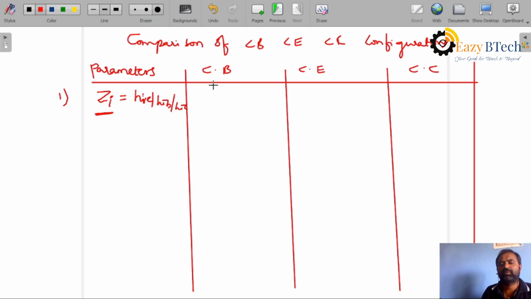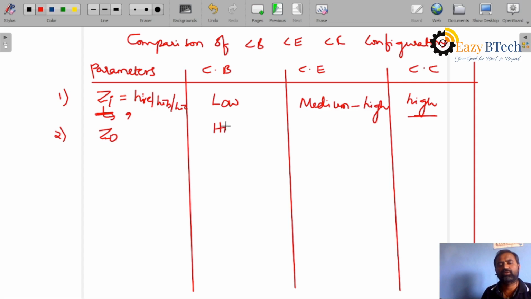Now for common base it is low, for common emitter it is medium to high. For common collector it is high input impedance. Second one is output impedance. This is high for common base, this is medium to high, and this is low.